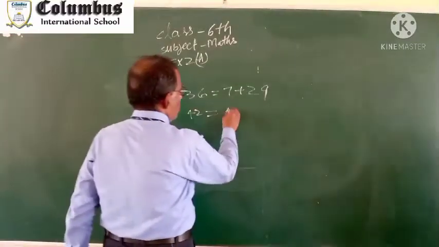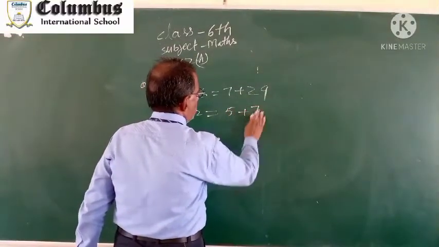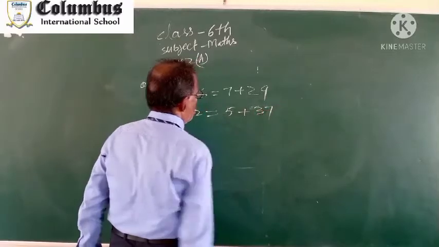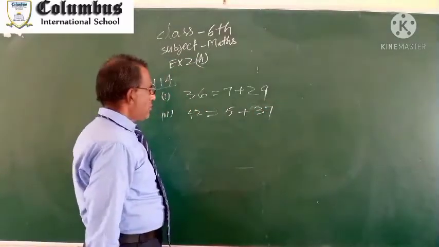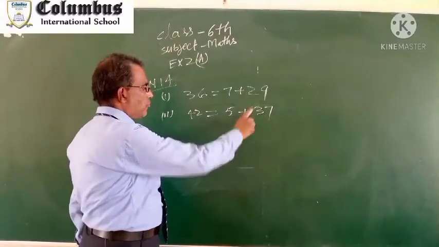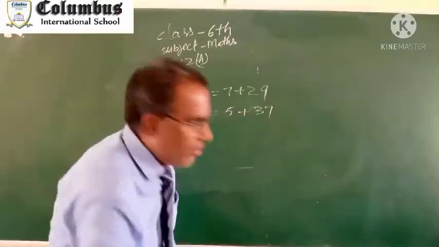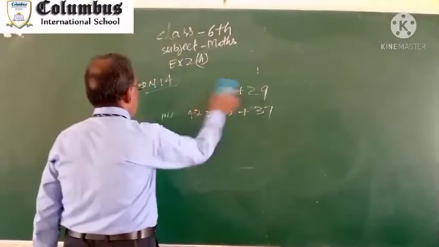equals 5 plus 37. That is the summation of two prime numbers. 5 and 37 are two prime numbers. Now two questions you will do at homework.